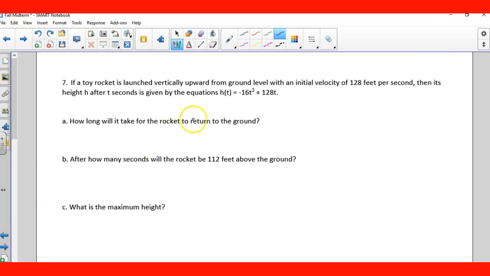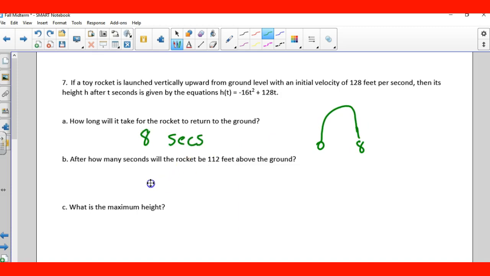All right. Back here, let's work through this one. If a toy rocket is launched vertically upward from the ground at an initial velocity of 128 feet per second, then its height, h, after t seconds is given by this equation right here. So how long will it take the rocket to return to the ground? You just have to graph this equation. When you have the graph from 0 to 8 seconds, how long does it take for the rocket to return to the ground? It'll be on the ground in 8 seconds.